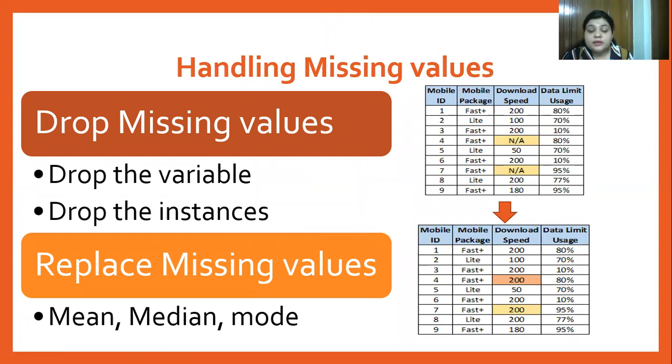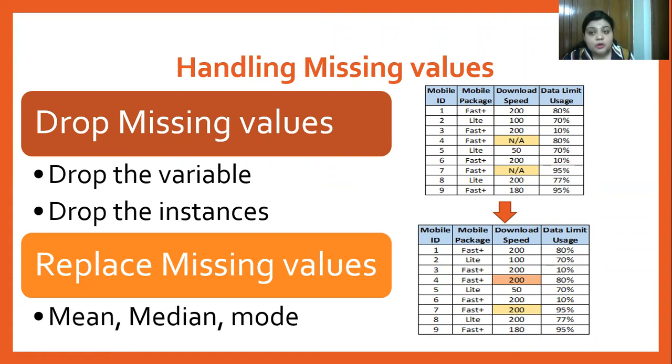Second is missing values. Suppose we have collected data of a mobile company which has four variables: mobile ID, mobile package, download speed, and data usage limit. In this, we can see that two rows, 4 and 7, have missing data of download speed. So there are two ways to handle missing values, either by dropping the variable or dropping an instance, or by replacing the missing values. We can drop the variable or instance if we have a large dataset, more than 1,000 instances and more than 100 variables. Then dropping the variable or instances will not affect the dataset.